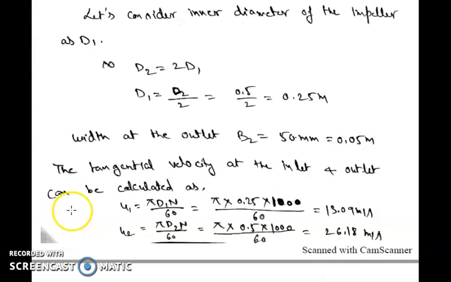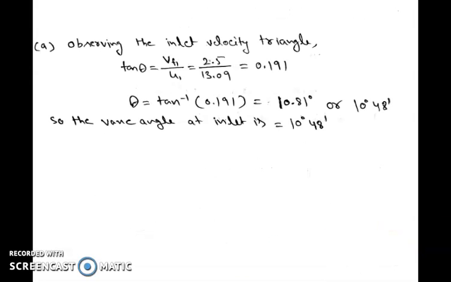Now the tangential velocity at the inlet can be calculated by using the formula U1 is equal to pi D1 N by 60, which is equal to pi into 0.25 into 1000 divided by 60, which is equal to 13.09 meter per second. Similarly, the tangential velocity at the outlet can be calculated by using the formula U2 is equal to pi D2 N by 60. So it is equal to pi into 0.5 into 1000 divided by 60, which is equal to 26.18 meter per second.